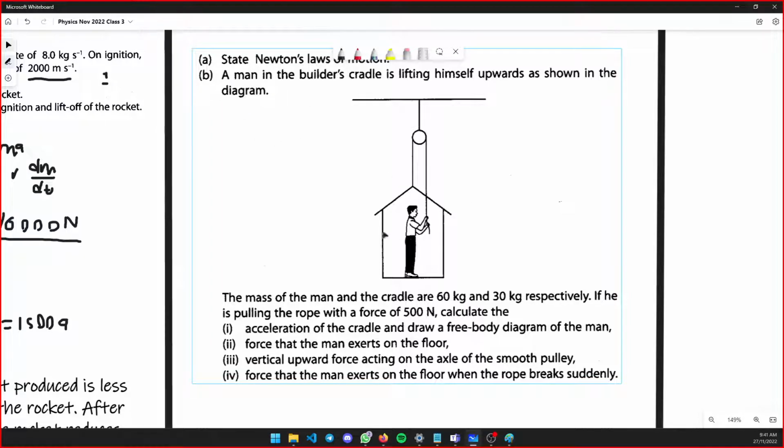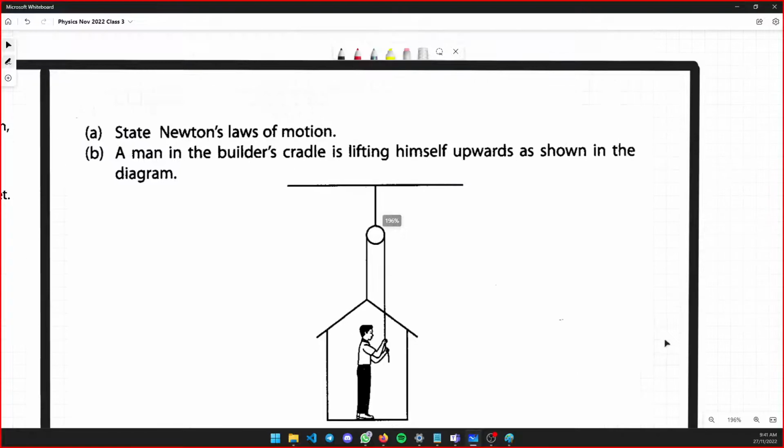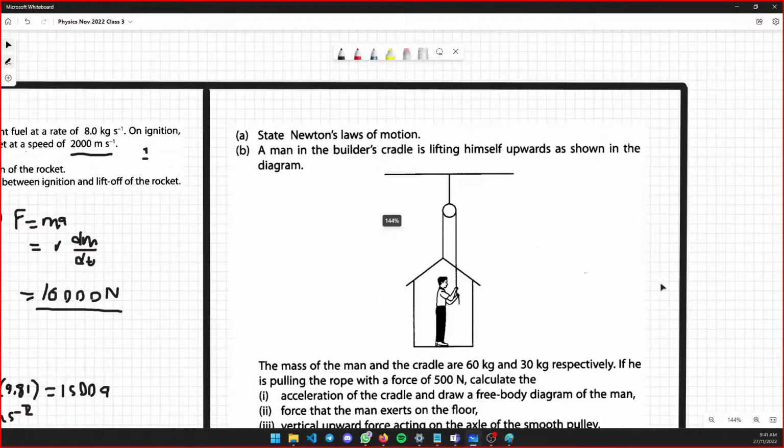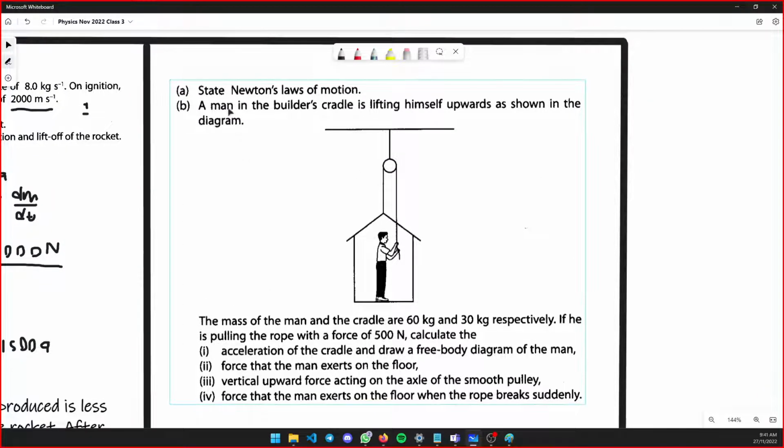Now we come to an essay question. I think this is a typical Paper 1 Section C question. Okay, this is the recording. So let's try this. Maybe you can try all of these. State Newton's laws of motion.